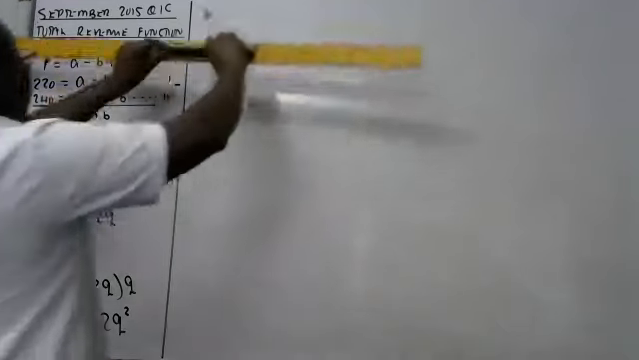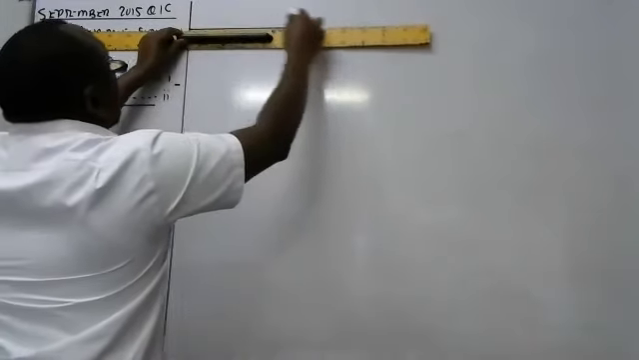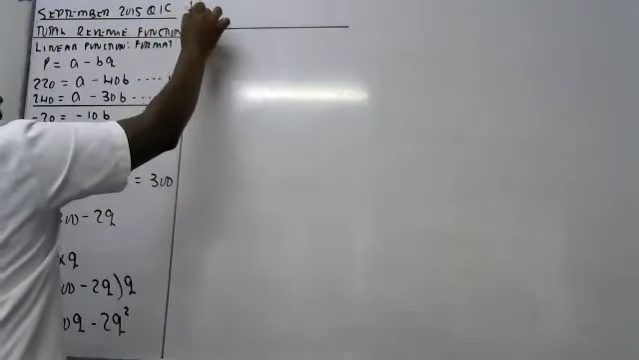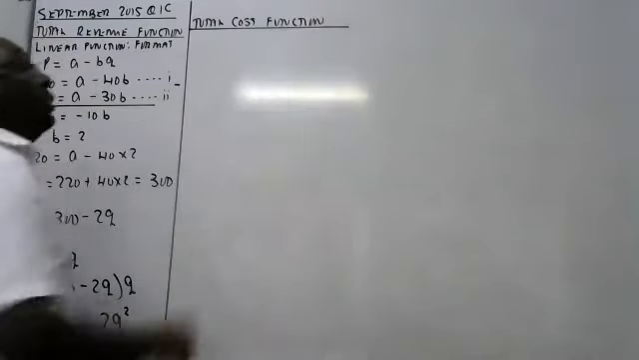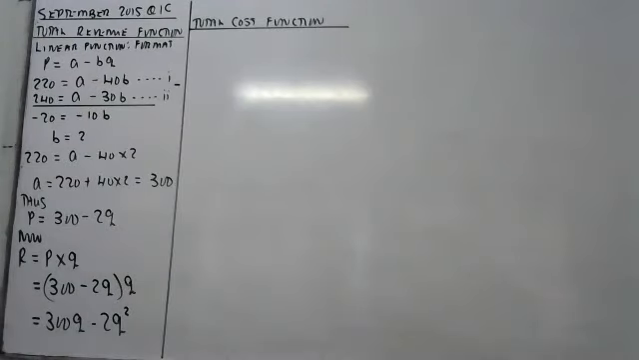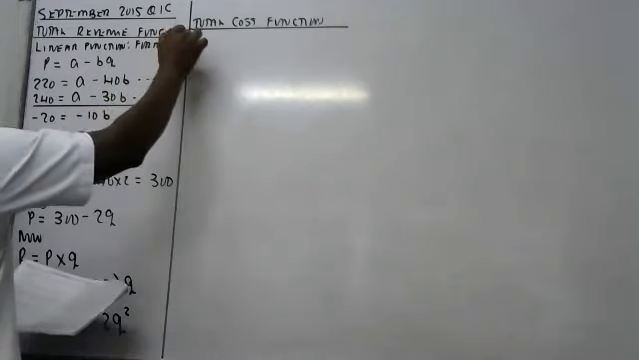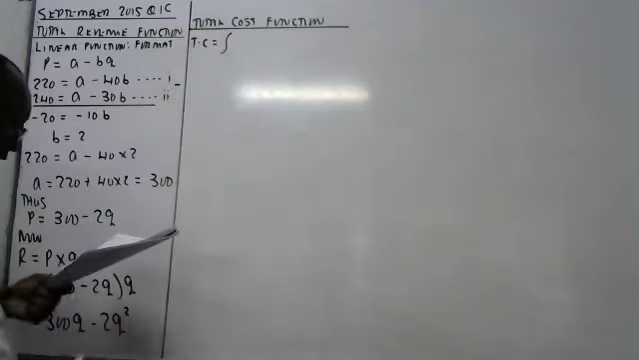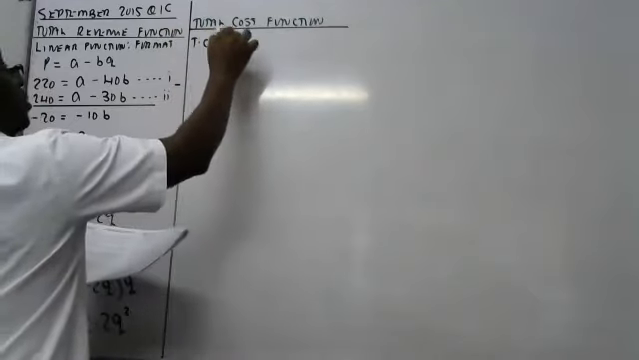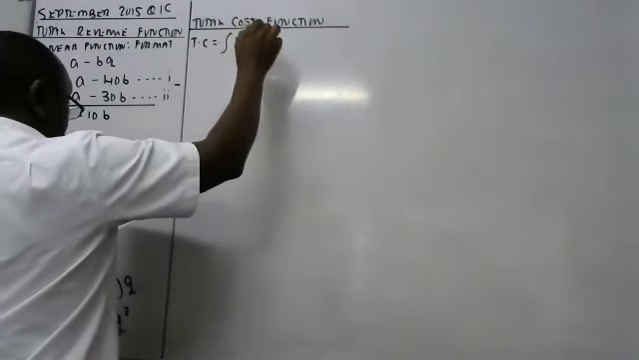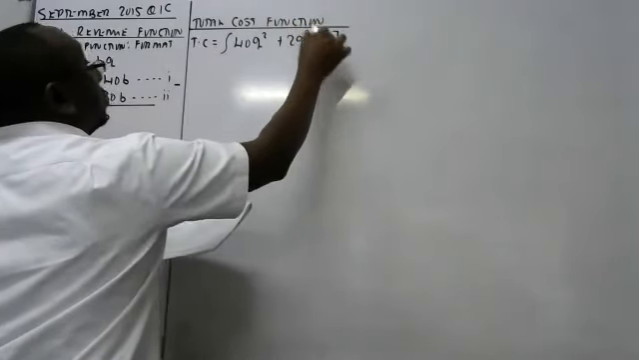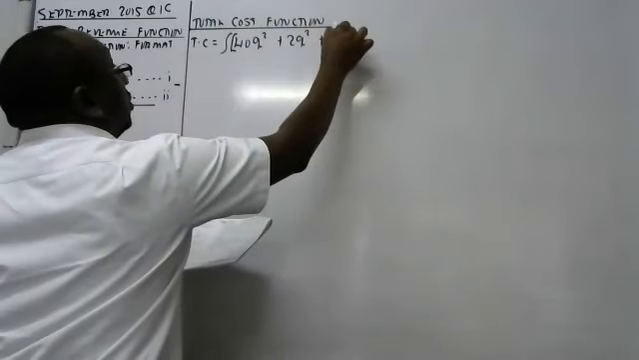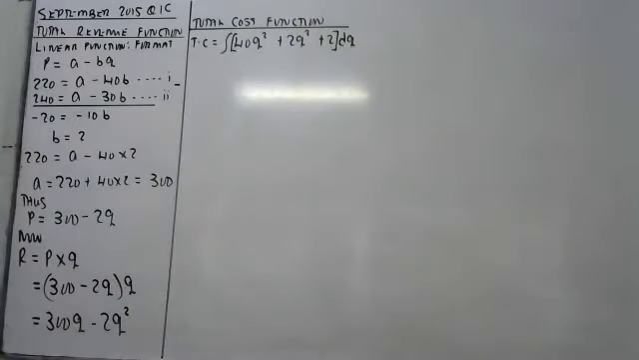Let's now look for the total cost function. What you have been given is the marginal cost, and I told you if you have the marginal, you will integrate. So we are going to integrate 40Q plus 2Q squared plus 2 with respect to Q.